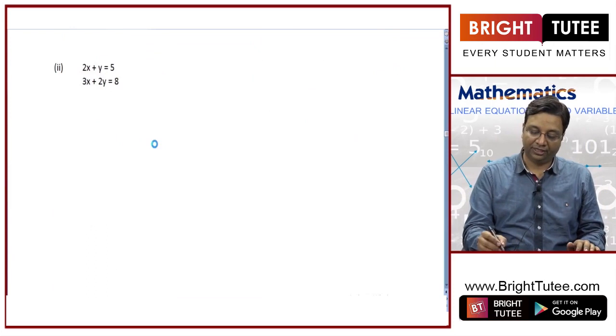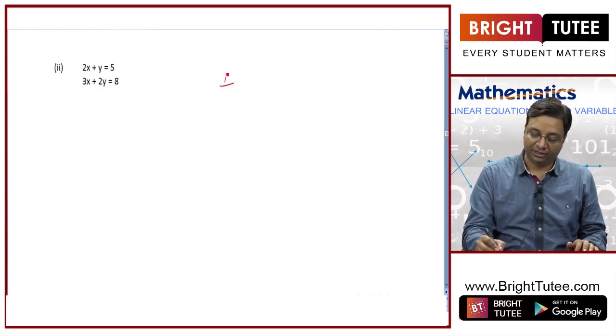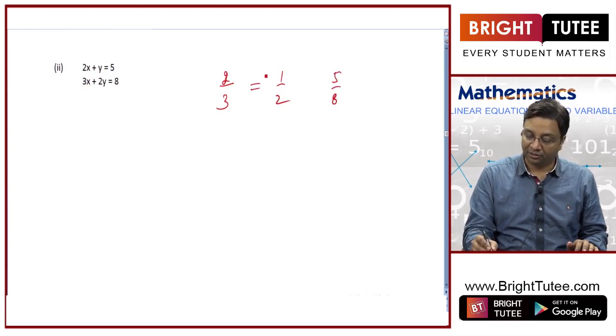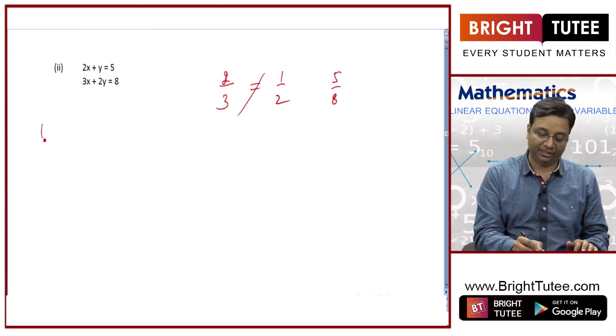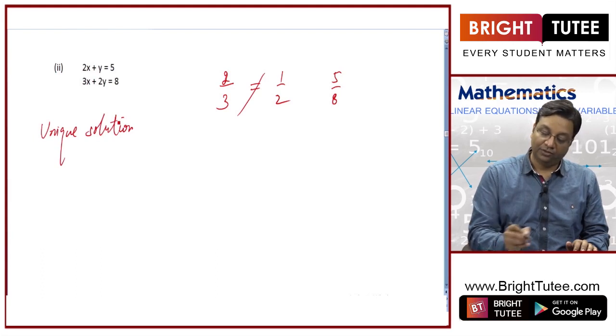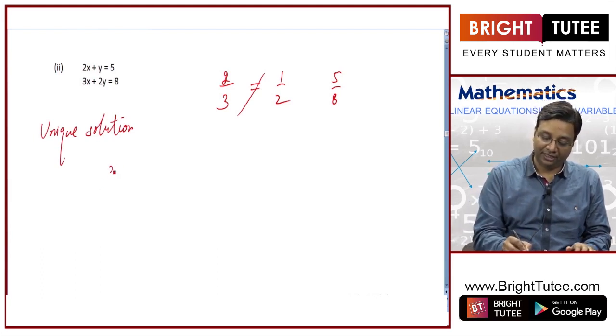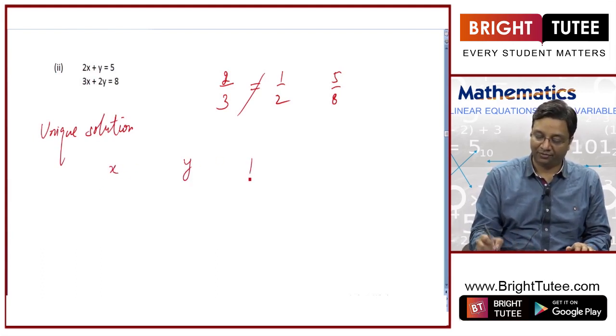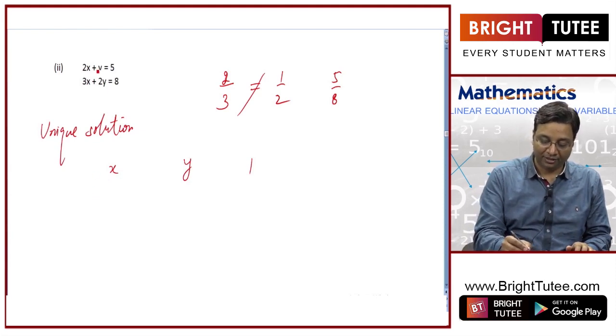In the second question, if I compare the ratios of coefficients, 2 by 3, 1 by 2, 5 by 8. So in this question it is not equal, hence I can say unique solution. For cross multiplication method, I will just write x, y and 1. Here I will start with writing these equations like this: 2x plus y minus 5 equal to 0, 3x plus 2y minus 8 equal to 0.